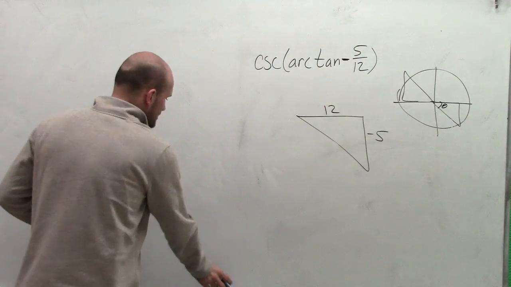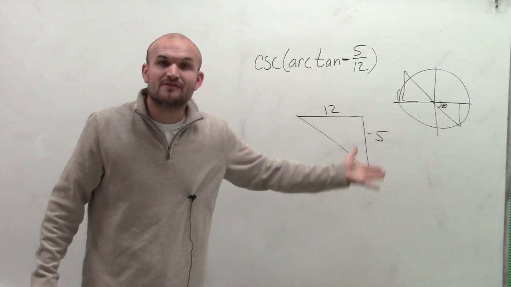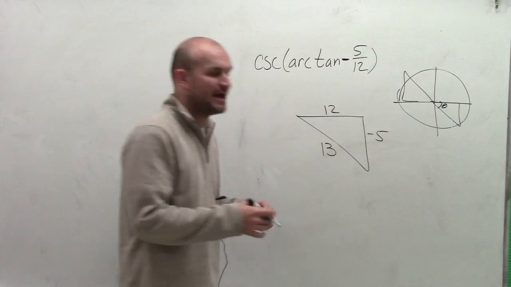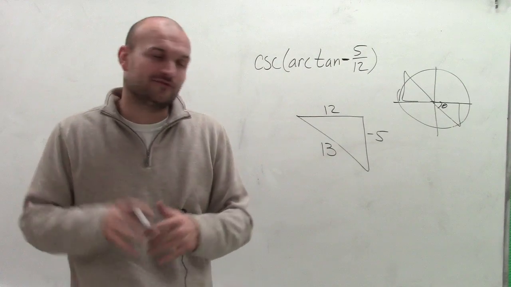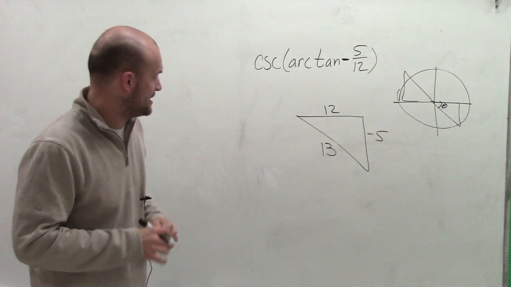Now, we could use the Pythagorean theorem, but we notice that if I have 12 and 5 as the two legs, I know from the Pythagorean triple that my hypotenuse would be 13. You can also use the Pythagorean theorem if it makes you feel better, but I'm just going to keep the video a little short, so I'll leave that with 13.